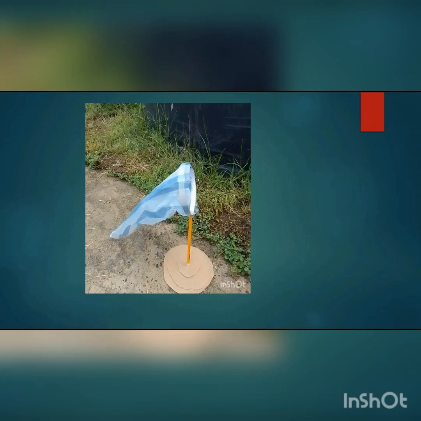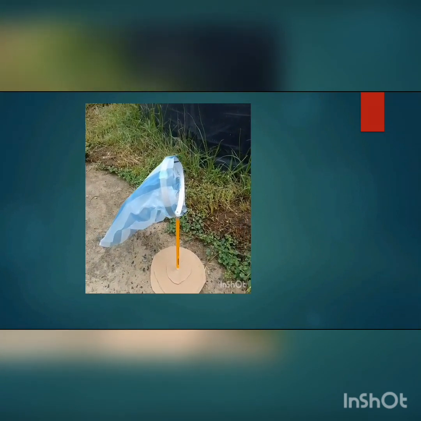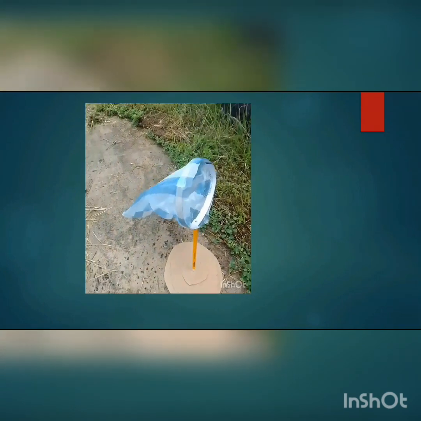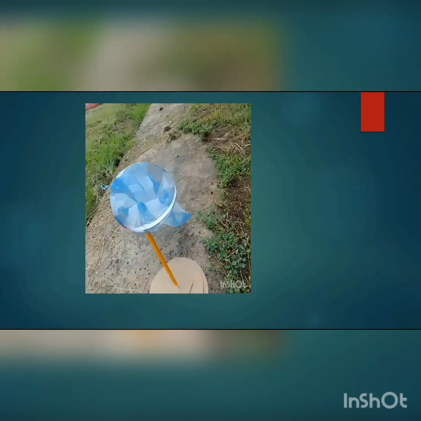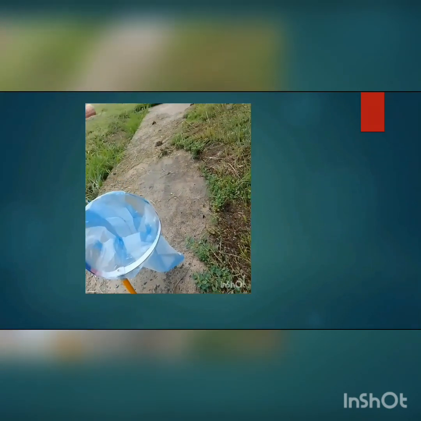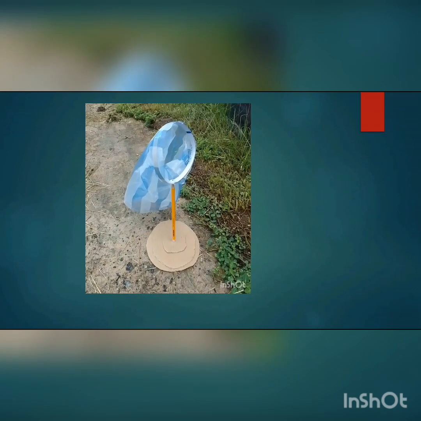But at 45 degrees, as mentioned earlier, it suggests a moderate wind. And when it's close to the pole, there is no wind.